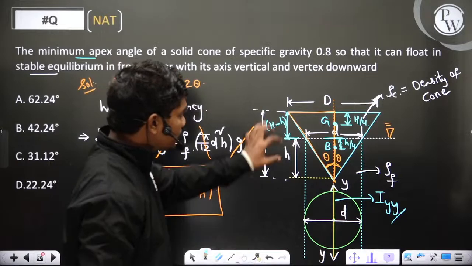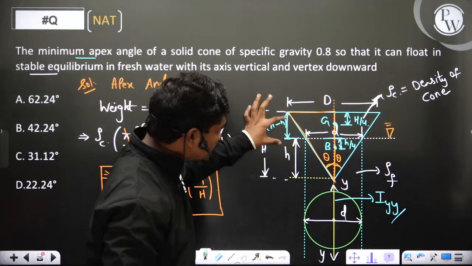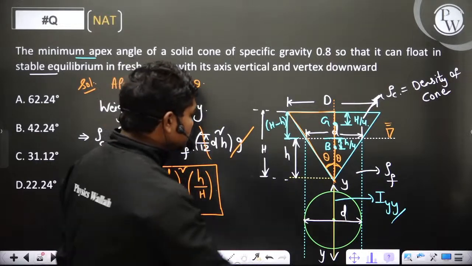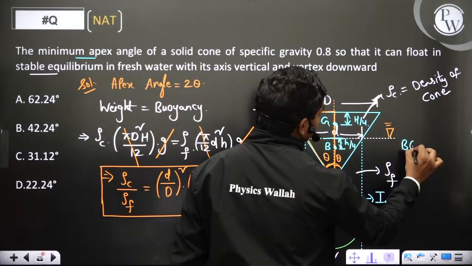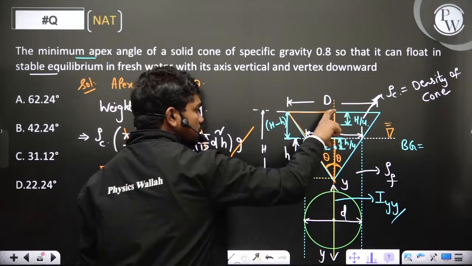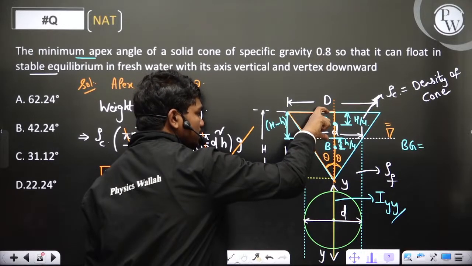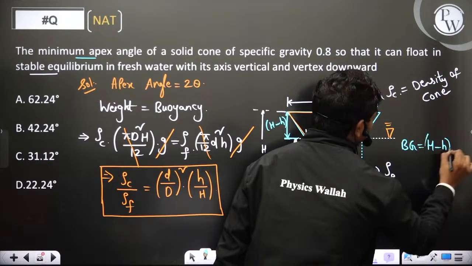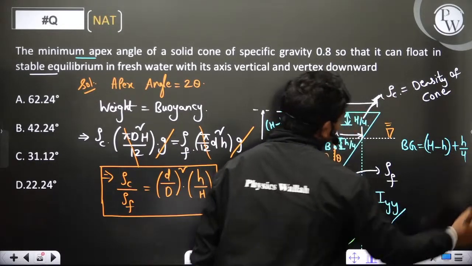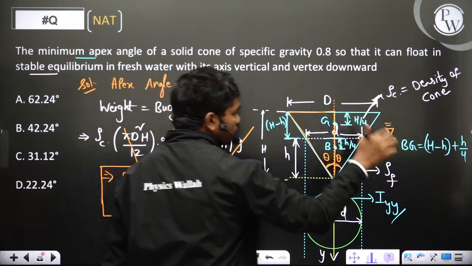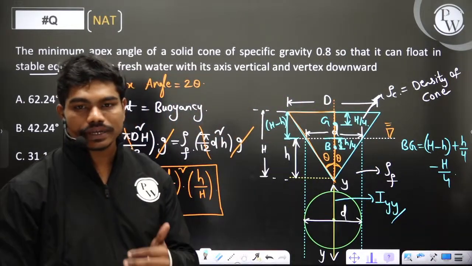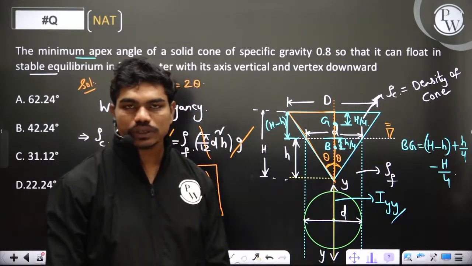Now can I say one thing? This H minus h plus h by 4 minus capital H by 4 gives BG, correct? So BG can be written, look carefully, as this total distance, which is nothing but this capital H minus small h plus small h by 4. So capital H minus small h plus h by 4 is what you have, minus this capital H by 4 you have to subtract. If you do this calculation, then you are going to get this BG. Yes or no? It's a geometrical thing.